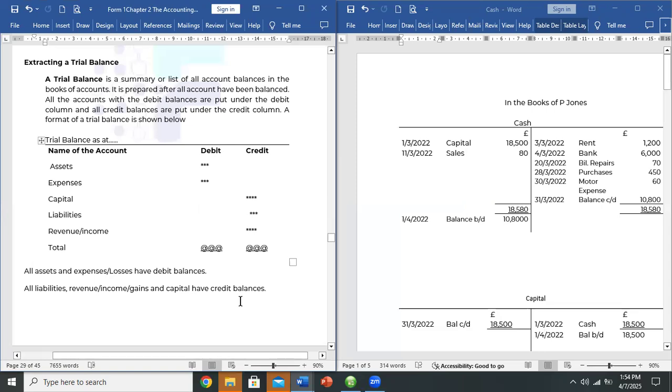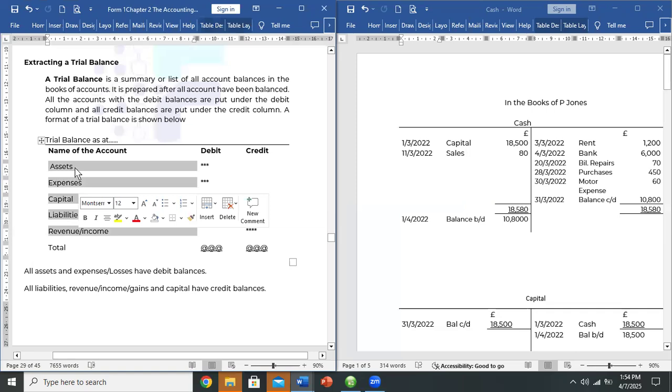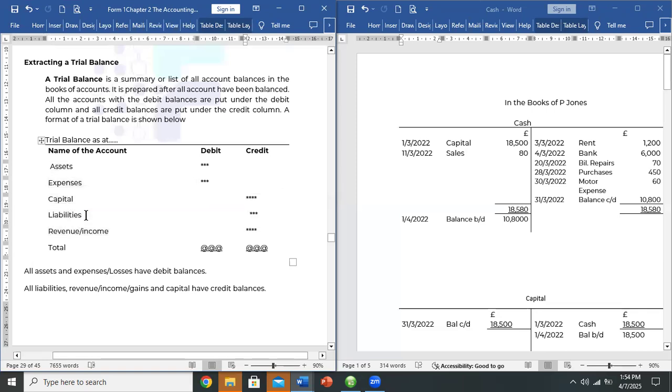Okay. Now you see in the trial balance, there are some summaries here. When you consider all the elements of accounting, all assets have debit balances. All expenses have debit balances. And capital has a credit balance. Liabilities and income also have credit balances. Okay. So this is your trial balance for you.